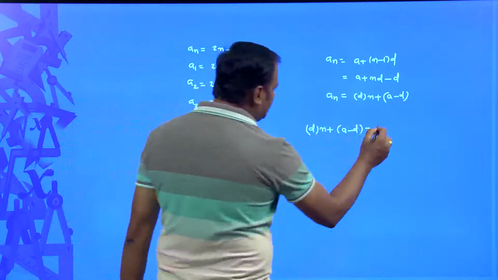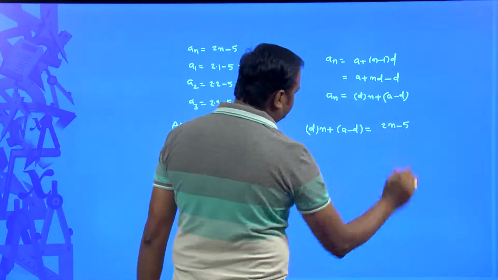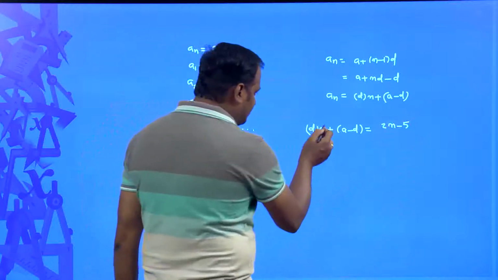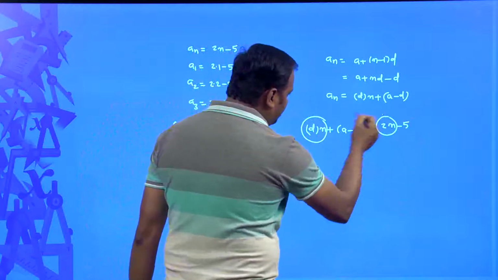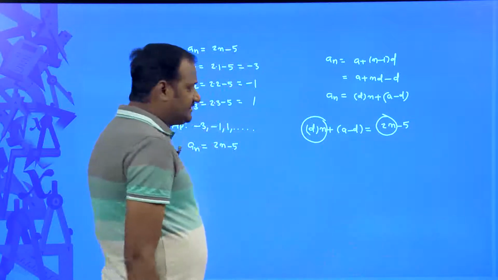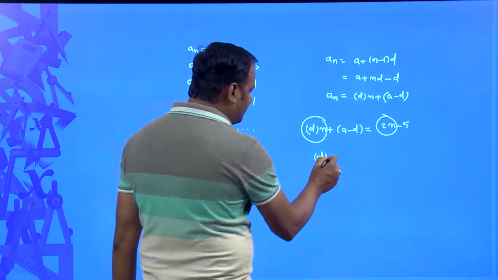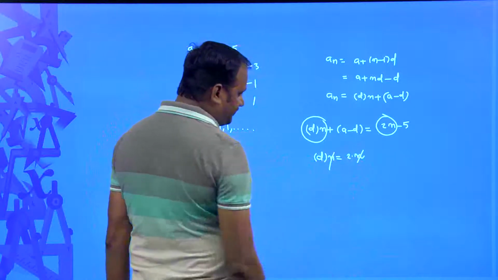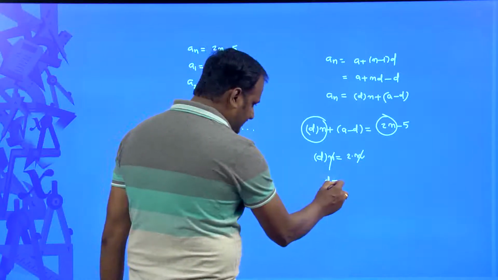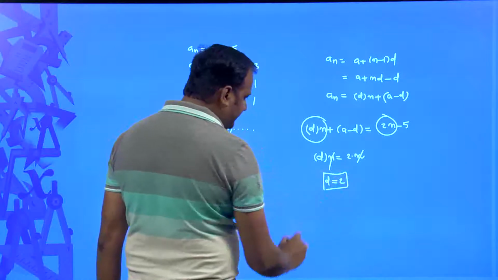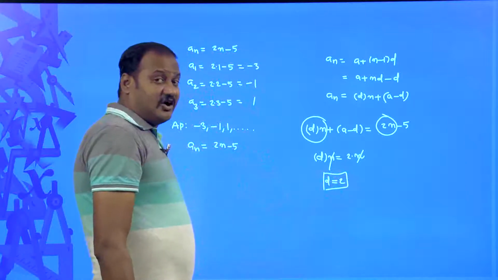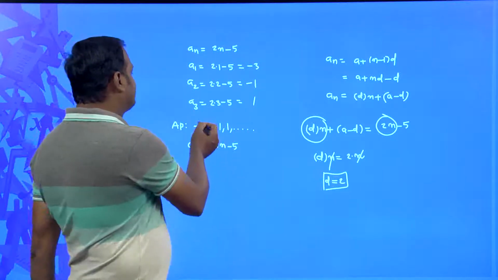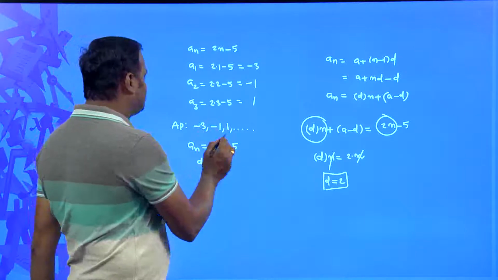When I equate both of them, I will get d into n plus a minus d is equal to, here the nth term is 2n minus 5, correct. When I compare like terms, what are like terms here? The n term is equal to the n term, constant is equal to constant. See here, the n term is d into n, here the n term is 2 into n. Both are the same, therefore, I am getting d is equal to 2. What is d here? d is the common difference. See here, what is the common difference of this arithmetic progression? a2 minus a1. Here also I will get d is equal to 2 only.